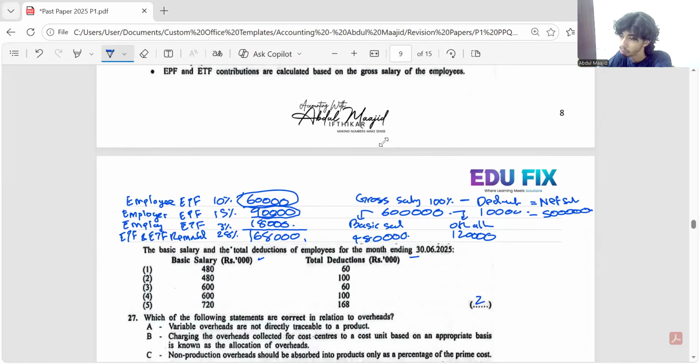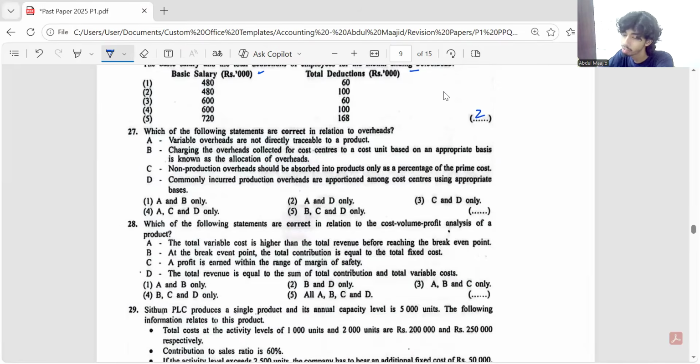Then moving on to the next question, 27. Which of the following statements are correct in relation to overheads? A, variable overheads are not directly traceable to a product. Wrong. Variable overheads are directly traceable from a product. Variable means per unit, so you can find it easily for 1 unit. So that's wrong.